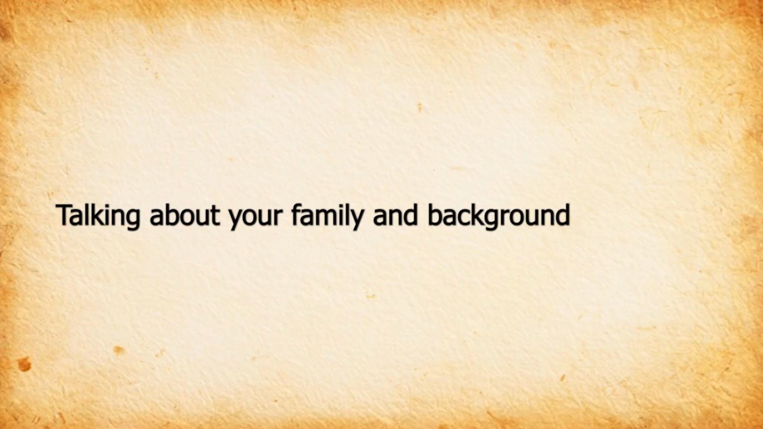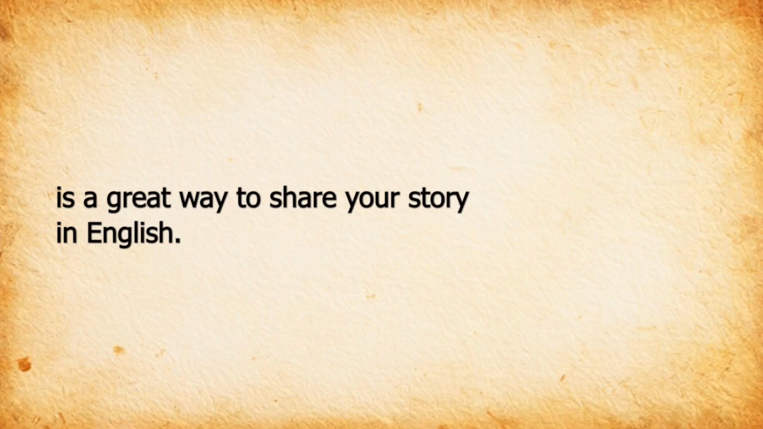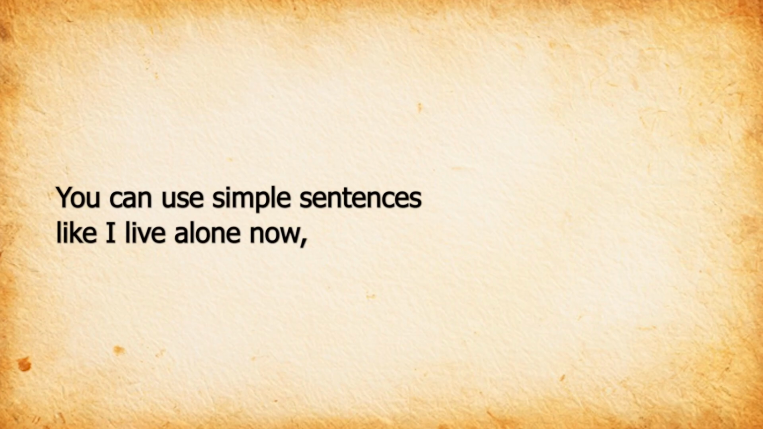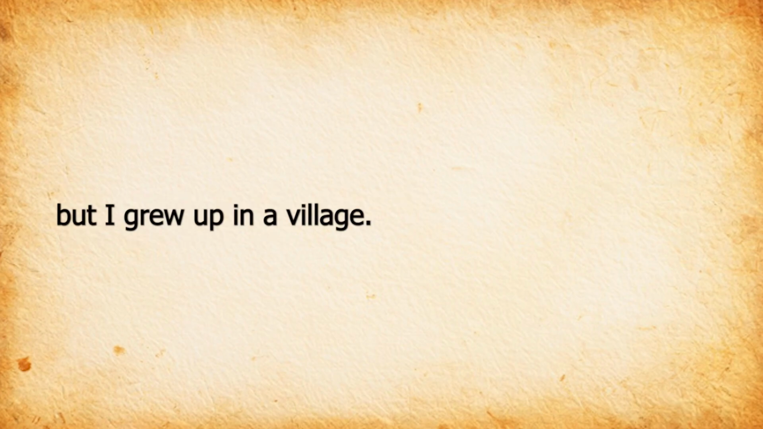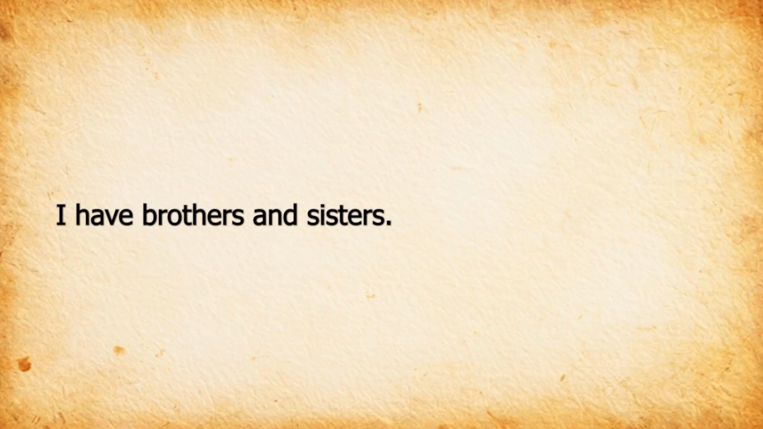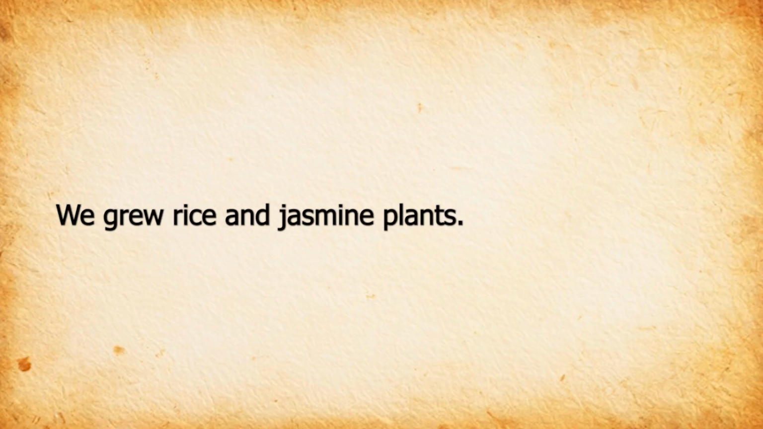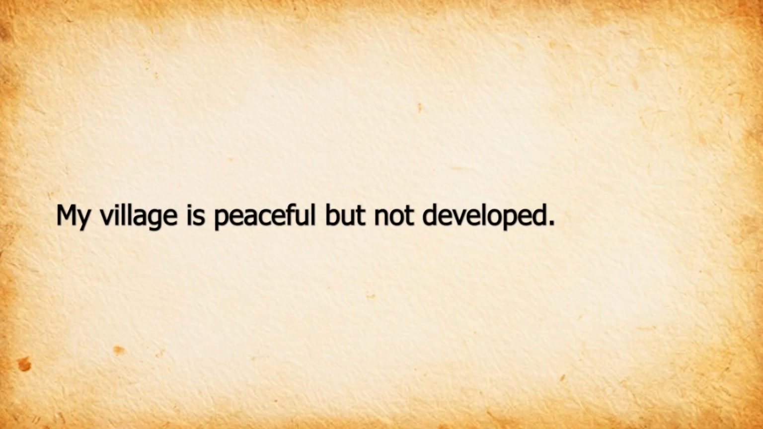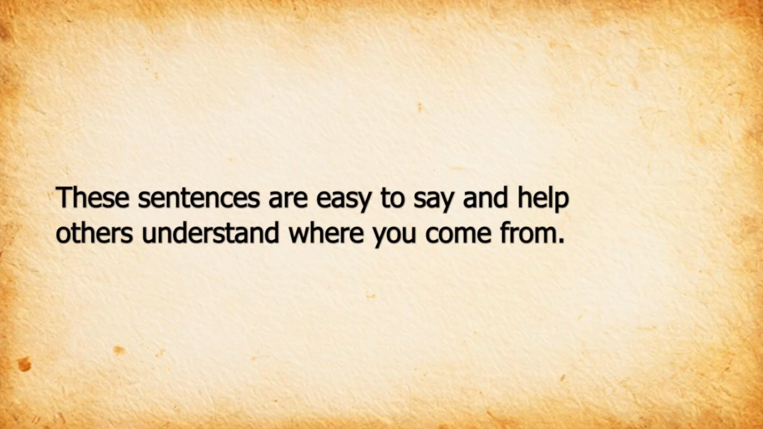Talking about your family and background is a great way to share your story in English. You can use simple sentences like, I live alone now, but I grew up in a village. My parents are farmers. I have brothers and sisters. We grew rice and jasmine plants. My village is peaceful but not developed. These sentences are easy to say and help others understand where you come from.